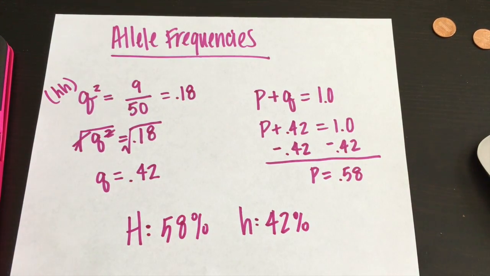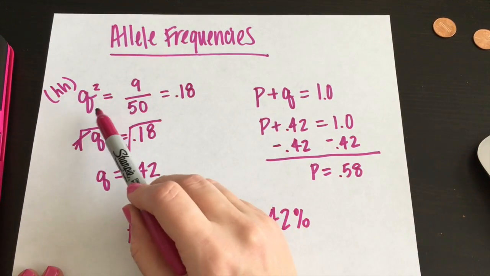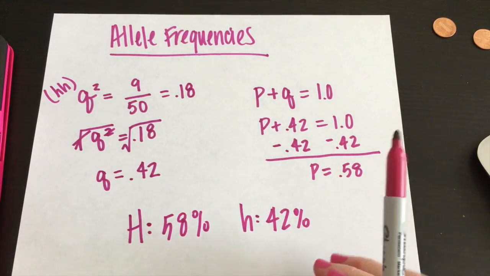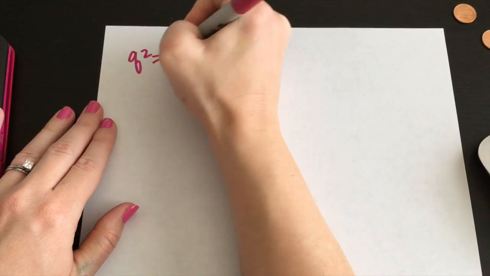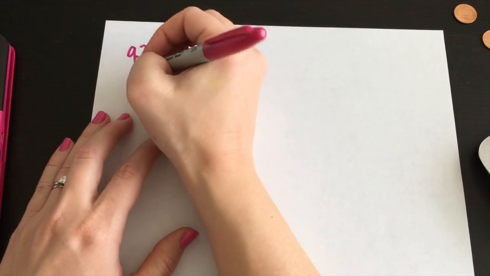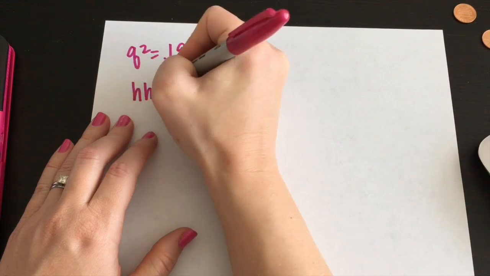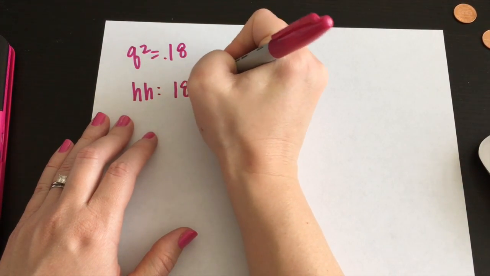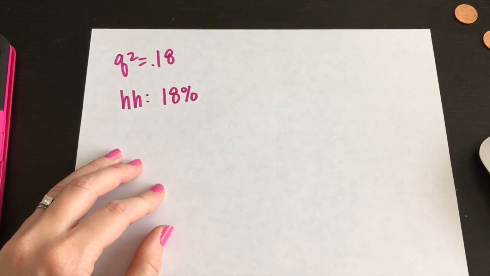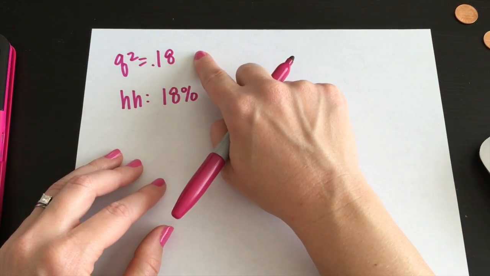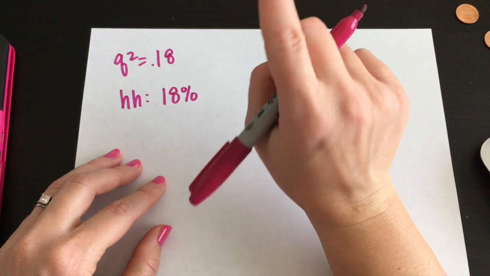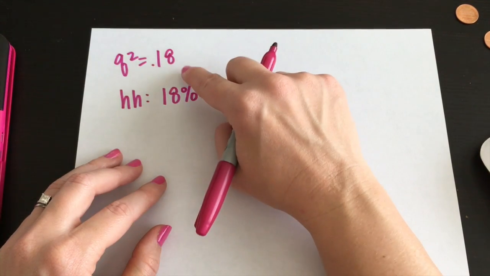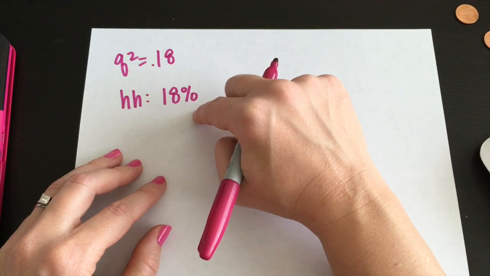Let's take a look at genotypes, though. How often are the genotypes? We already know that Q squared is 0.18. That means that we're going to have little h 18% of the time. And I'm just multiplying this by 100 to get it into a percent form. Generally speaking though, when you're being asked for a frequency, you give it in a decimal form. You do not put it into a percentage form unless it specifically asks for a percentage.